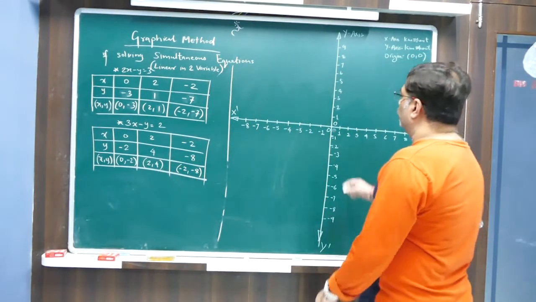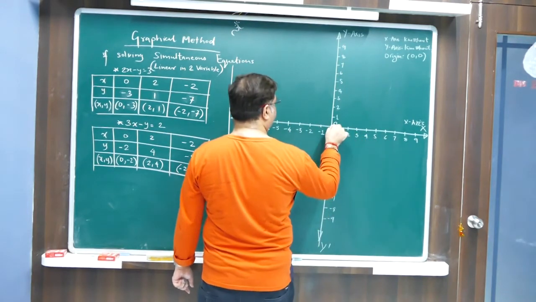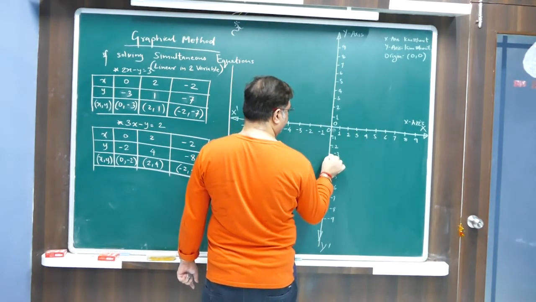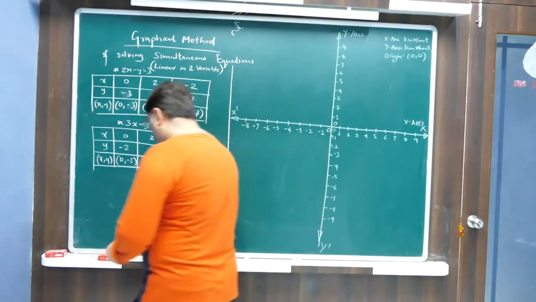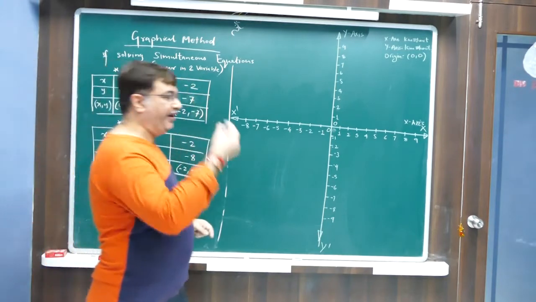Okay, let's draw this one first. When x is 0, y is minus 3. So when the x coordinate is 0, the y coordinate is minus 3. That means, for this table I will use the pink chalk.